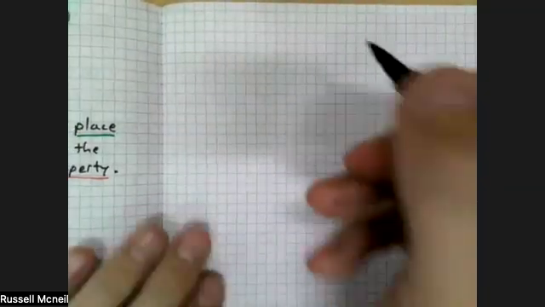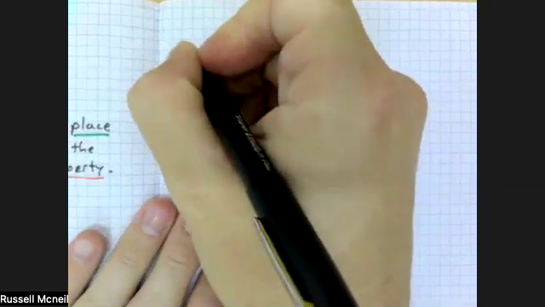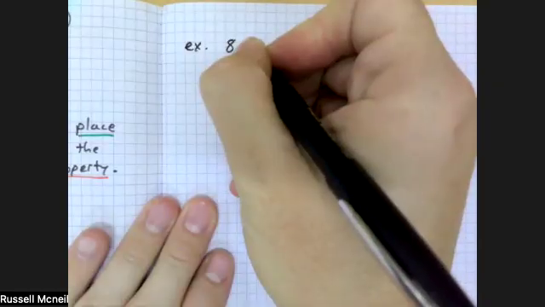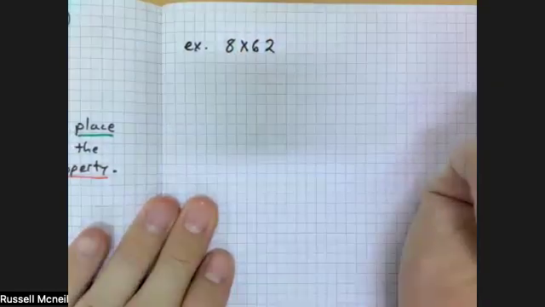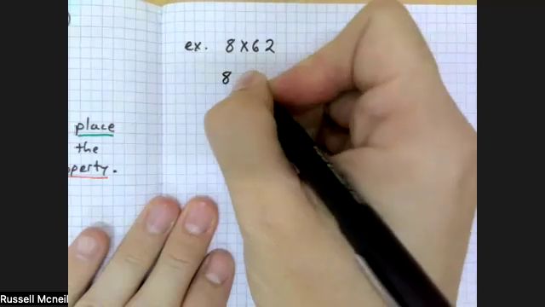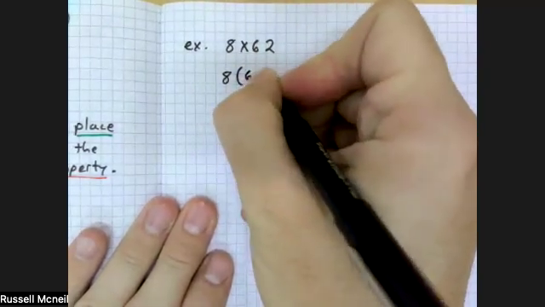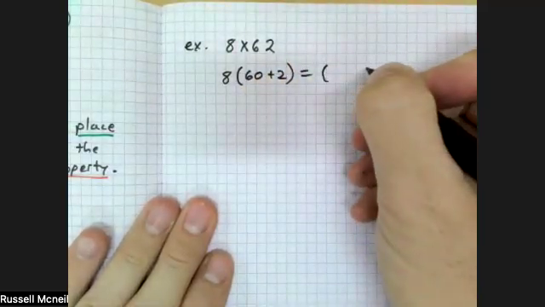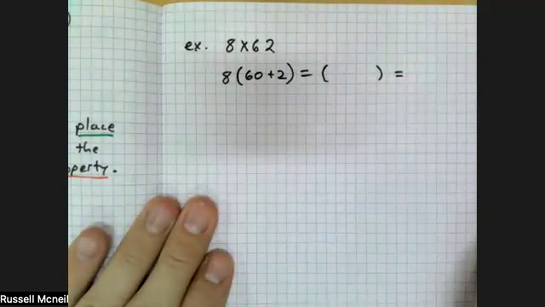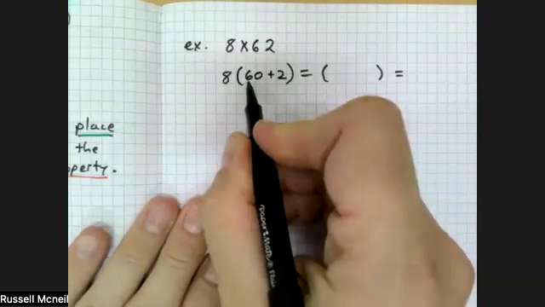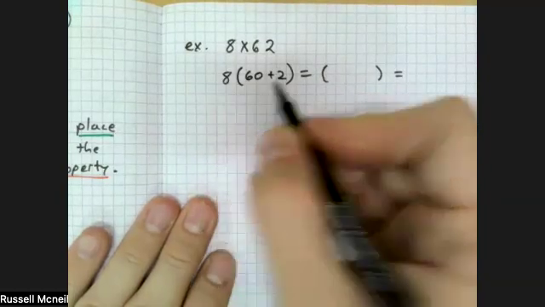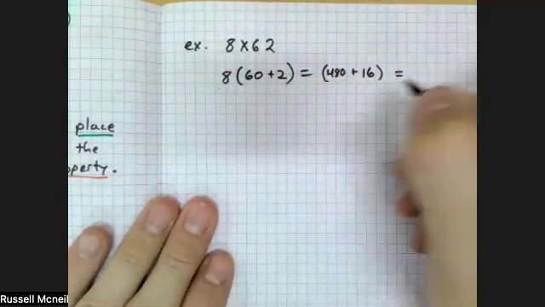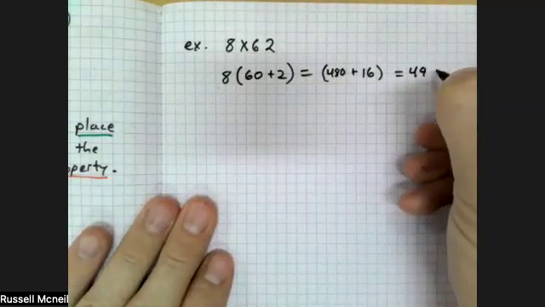All right, let's do example. Let's do 8 times 62. We could work that out as 8 parentheses 60 plus 2 equals parentheses equals. What is our 8 times 6? 8 times 6 with a 0, we get 480 plus 8 times 2, 16. Put them together, we get 496.